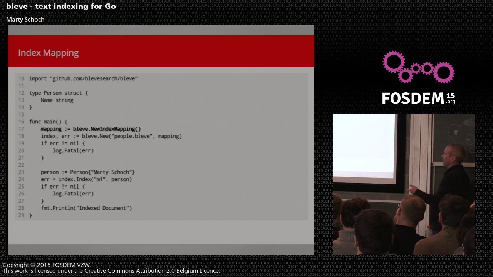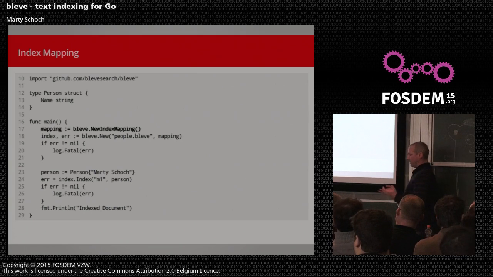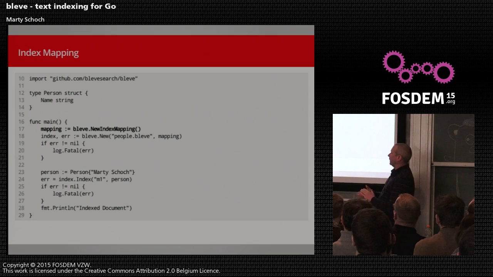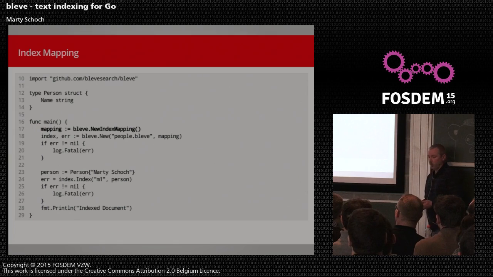Now, the next step is creating what we call a mapping. The mapping is what essentially takes your document, your data model, and turns it into what's going to be put into the index. This is where eventually you can configure a lot more details. What we have here is, if we just use that new index mapping, you get a default mapping. And we've done a lot of work to make the default mapping as useful as possible.